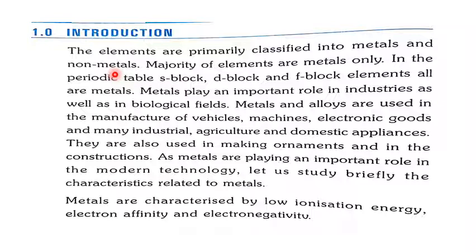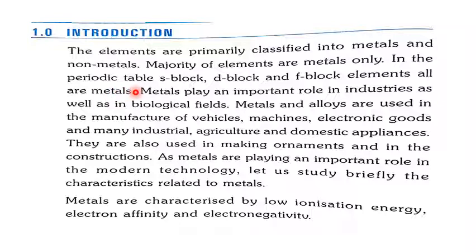The majority of elements in the periodic table are metals. In the periodic table, four types of elements are there: S block elements, P block elements, D block elements, and F block elements. Among these, except P block, the remaining S, D, F block elements are metals in the periodic table.